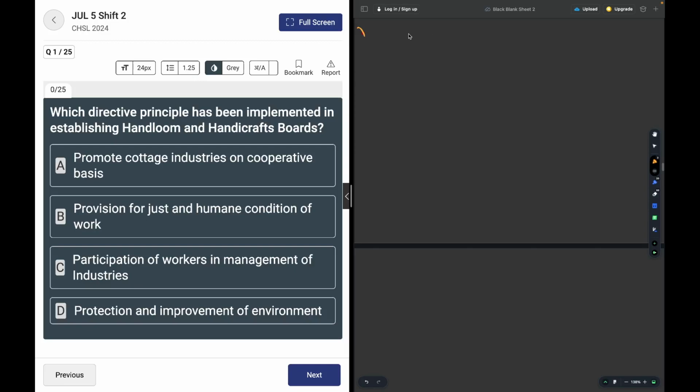So we'll be starting off with the 5th July second shift. Okay, 5th July second shift of CHSL 2024. We are left with a few more shifts, around 15 of them. So please do follow them.